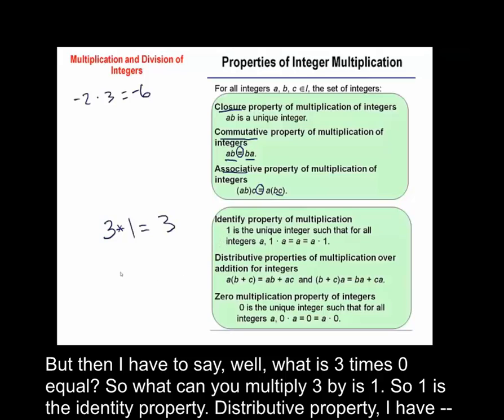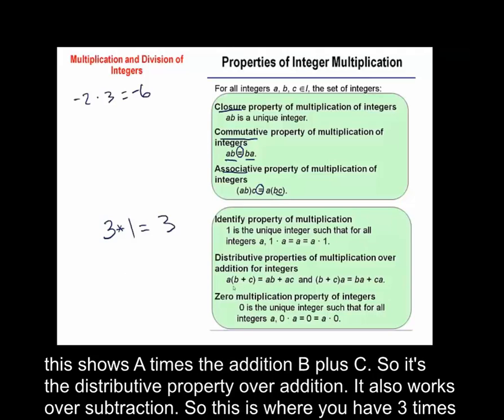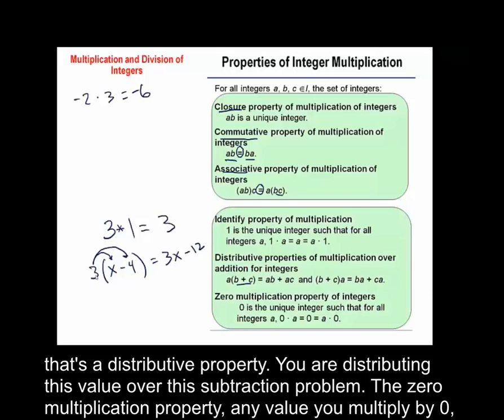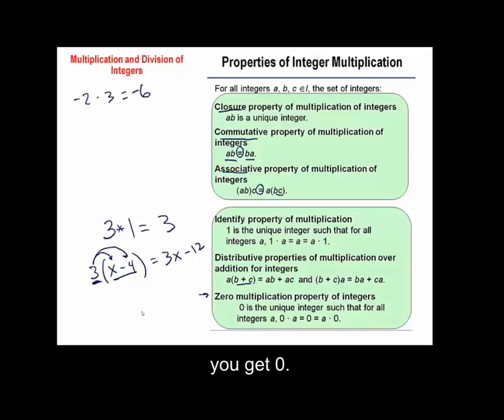A distributive property. This shows A times the addition of B plus C. So it's a distributive property over addition. It also works over subtraction. So this is where you have 3 times x minus 4 in an algebra problem, and you're multiplying. You're saying 3 times x is 3x, and a positive 3 times a negative 4 is a negative 12. So that's the distributive property. You're distributing this value over this subtraction problem. The zero multiplication property, any value multiplied by 0, you get 0.